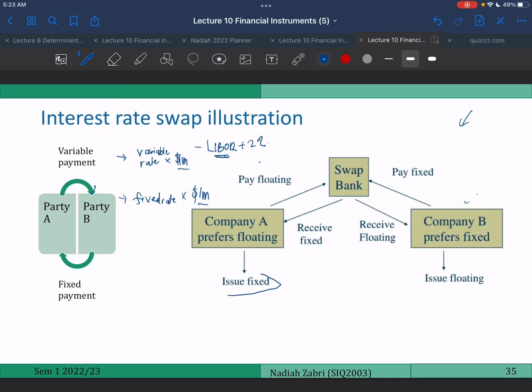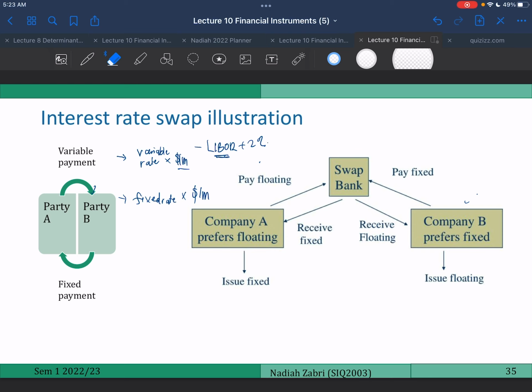Company A has a fixed liability, but they prefer to pay a floating rate and receive the fixed rate to pay their fixed liability. Company B prefers stability, so they want to pay fixed rate, but they have a liability at a floating rate, so they pay with stability but receive the floating rate to pay their liability. That is one potential example, because one party wants the terms of the other party.